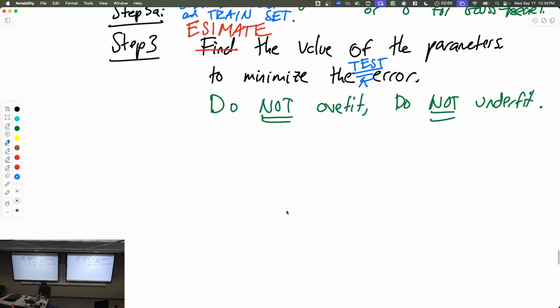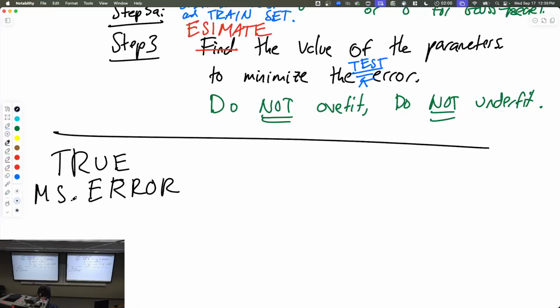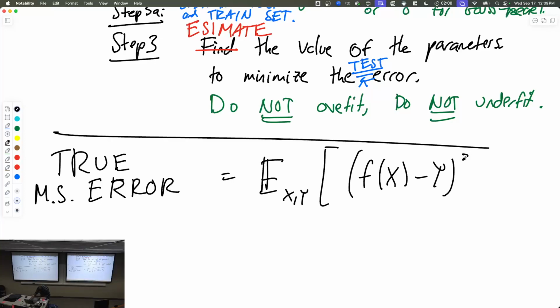The true error, or the true mean squared error, that's right, MS error, mean squared error, is the expected value over the actual things of f of x minus y, all squared. That is the thing we've been working with up until now.